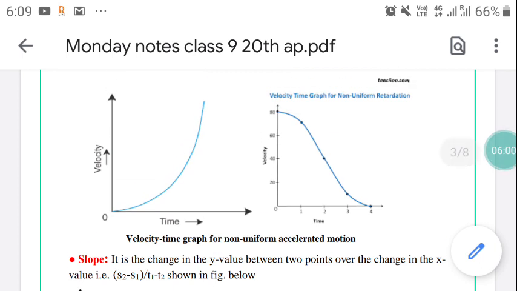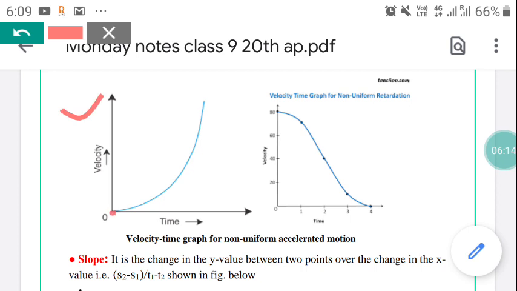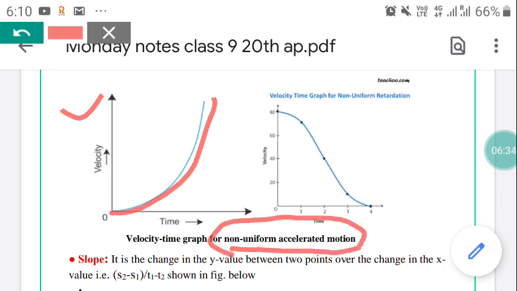Now I will explain the velocity time graph for non-uniform accelerated motion. Non-uniform accelerated motion means unequal change in velocity in equal intervals of time. Like you can see here in this graph, it is a curved graph. Like I have explained in the case of non-uniform motion and non-uniform speed, it is a curved line. So in the case of non-uniform accelerated motion, it also will be a curved line.